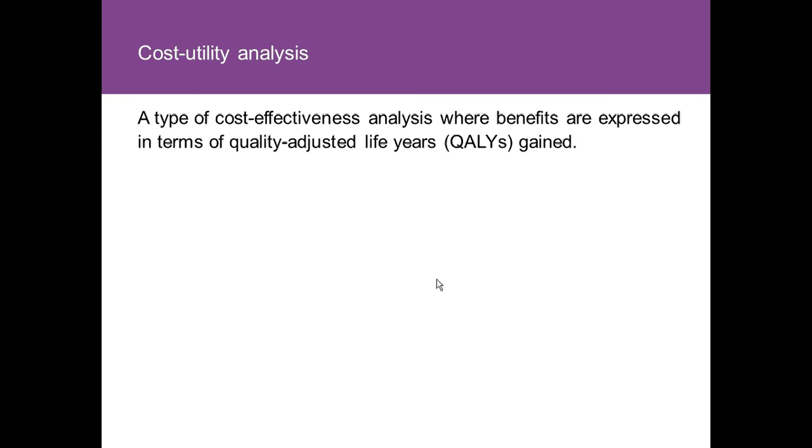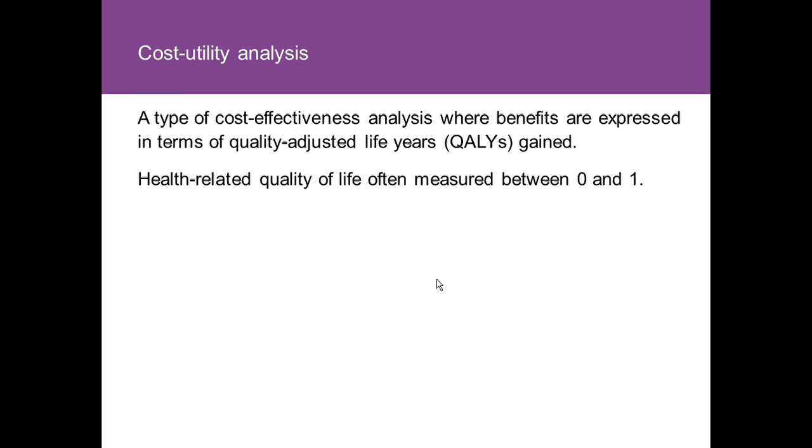The third type of economic evaluation is a cost utility analysis. This is a type of cost effectiveness analysis where benefits are expressed in terms of quality adjusted life years gained. This is a measure of health-related quality of life, which is often measured on a scale between 0 and 1. Negative values are also permissible on some scales to represent health states that the community believes are worse than death.